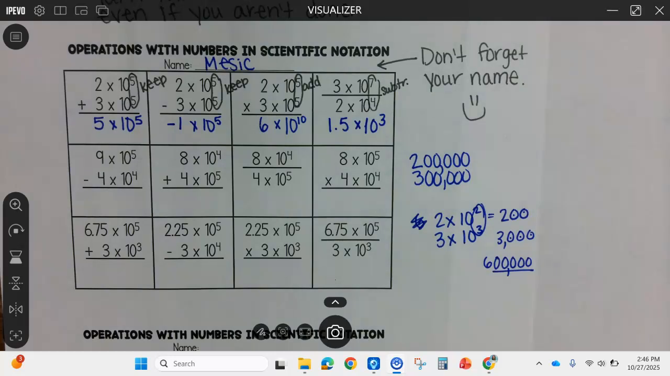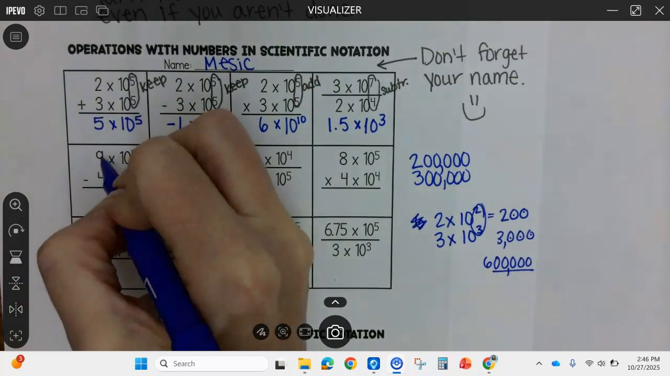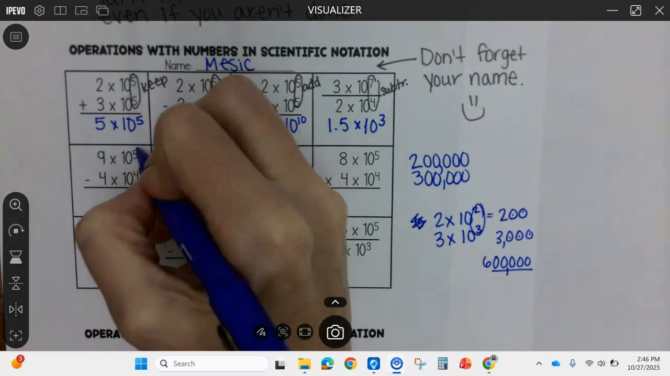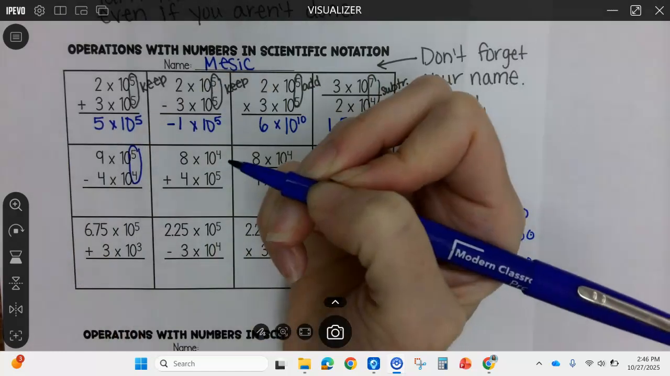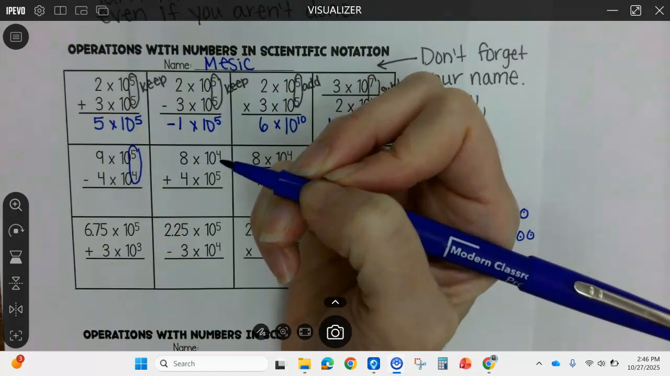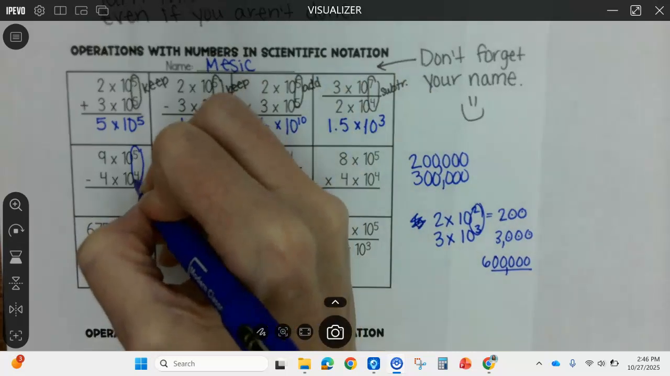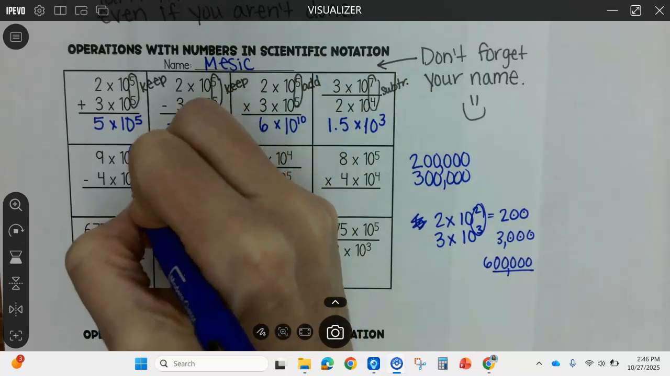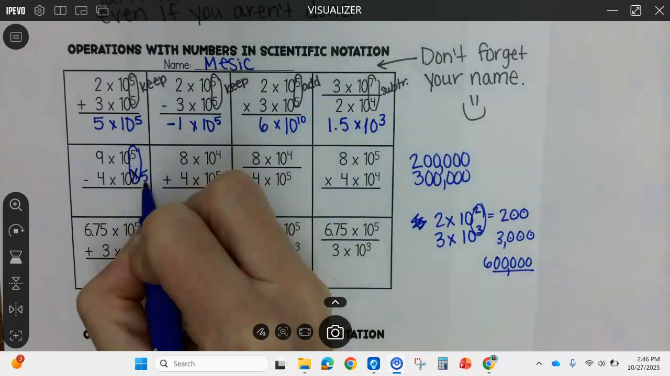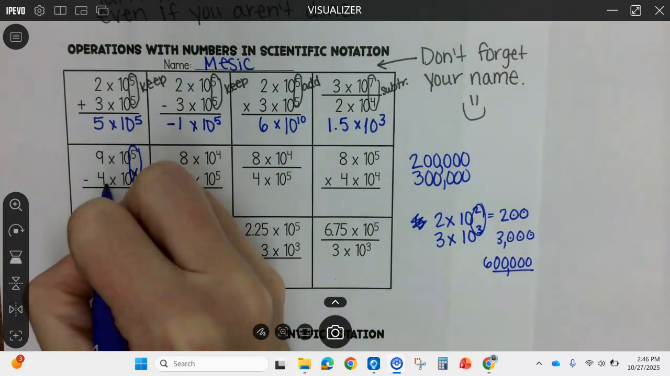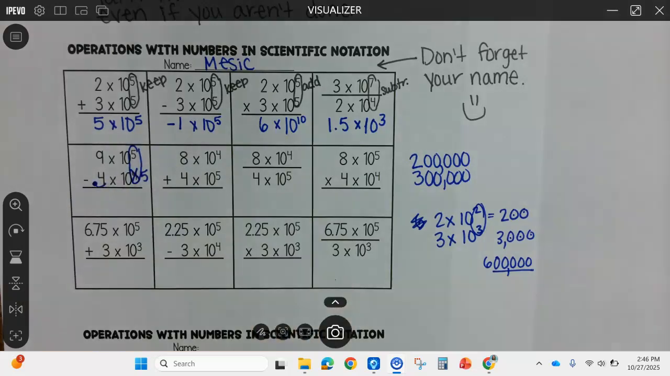All right, let's do some that are a little bit trickier. We have to have the same exponents to add or subtract. They're not the same, but let's make them the same. So we can turn this 4 into a 5. And since we're making this one larger, we're going to move the decimal one to the left one time. Larger and left both start with L. That will help you remember which way to move the decimal.